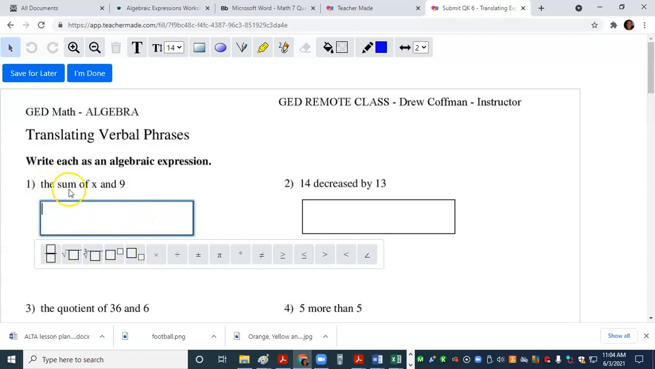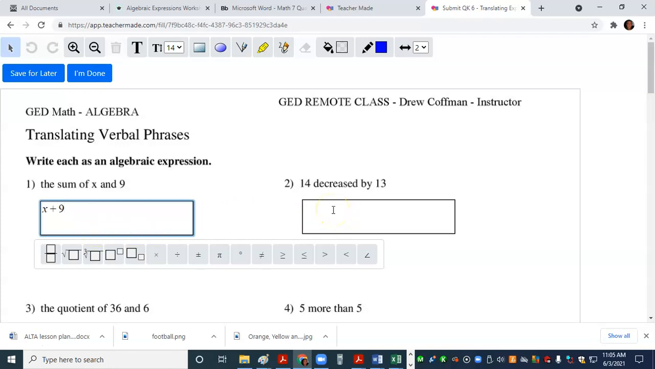When I see the word the sum, I know that I have to add, right? And I want to add x and 9, but if you remember, there's a proper way to write that. I could write x plus 9, but it's more proper, that is the proper way, to put the variable first, no spaces, find the plus sign on your keyboard or your tablet, put the plus sign in, and then 9. Right? And then that answer is in there.